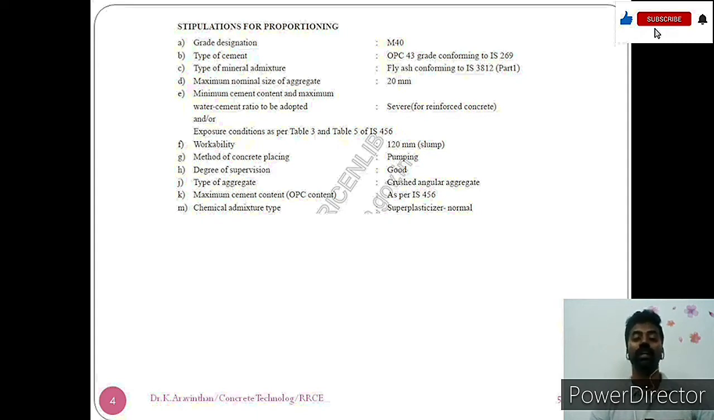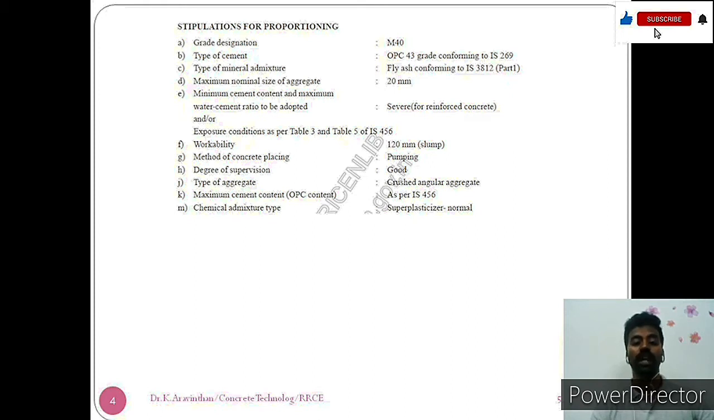to get the fluidity. That is why this factor is very important, and the degree of supervision is good, and the type of aggregate is crushed angular aggregate. So according to the type of aggregate, the increase or decrease of water content is indicated in the code. Here we are using crushed angular aggregate.